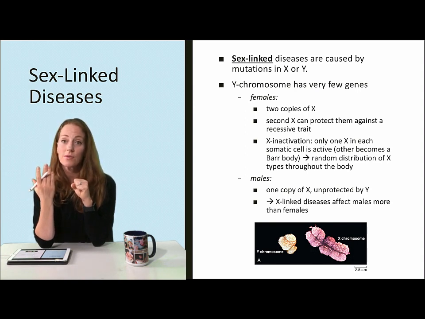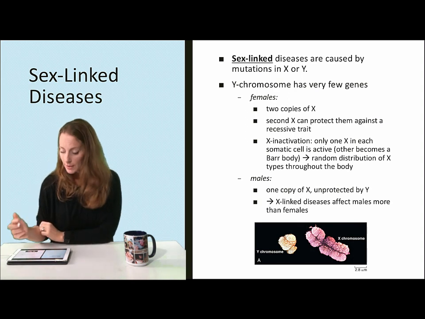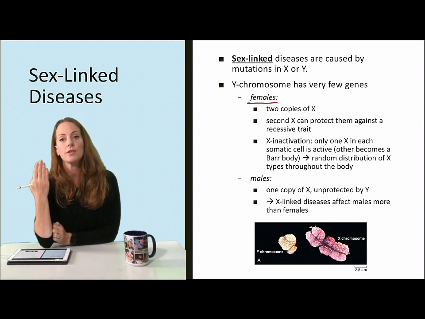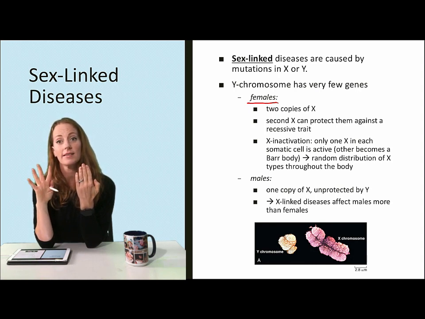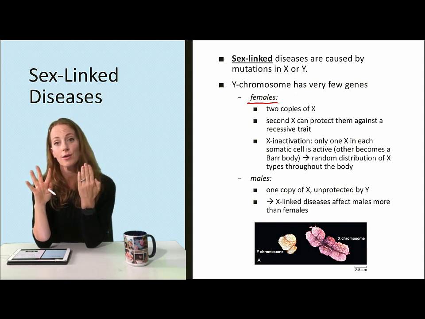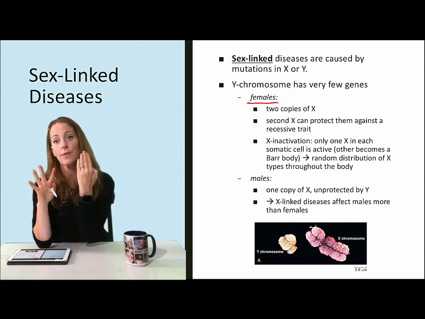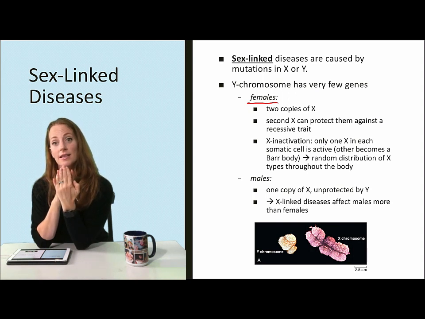So males and females will be affected differently. Remember, in females, you have 2 copies of the X chromosome. Let's say that the mother carries a genetic disease on the X chromosome. The mother has the genetic disease, but the father's chromosome can then protect against it. If that genetic disease is a sex-linked recessive on the X chromosome, the mother's allele has the disease, but the father's X chromosome in females can protect against the disease on the mother's X chromosome.